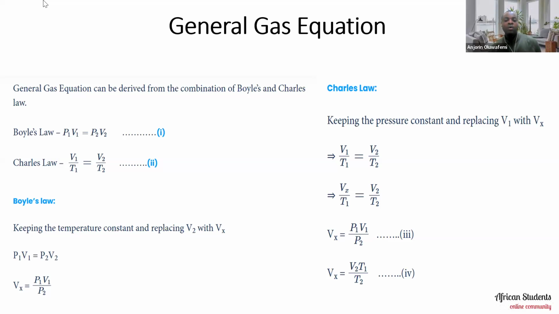From Charles' law, on the other hand, keeping the pressure constant and replacing V1 with Vx, what we end up having is V1 over T1 equals V2 over T2. Replacing V1 with Vx, we have Vx over T1 equals V2 over T2. Then our Vx equals P1 V1 over P2. From the other one, we established that our Vx will be V2 T1 over T2, okay? So I haven't done that.